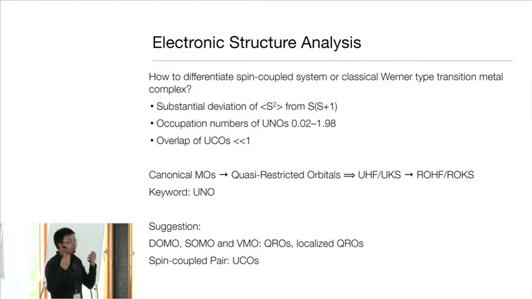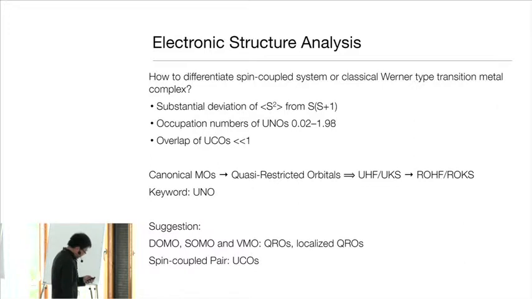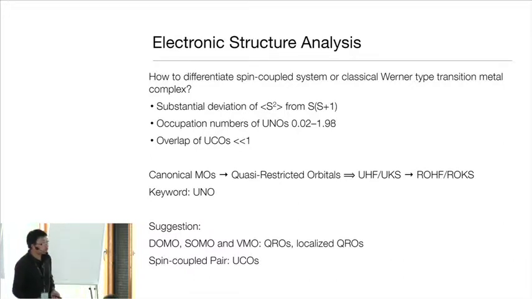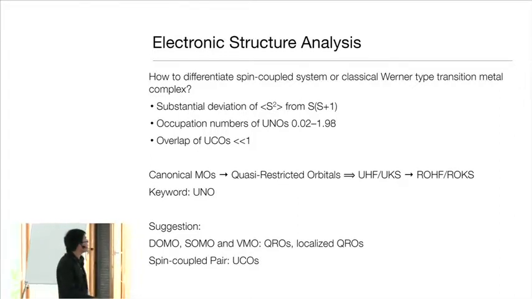In terms of understanding, what eventually comes at the end is counting the electron numbers on the metal center. And the trick is the main trick. In almost all publications, we use the QROs to represent the doubly occupied, singly occupied, and virtual orbitals. Even though sometimes we localize the QROs. And for the spin coupled pair, as I showed you with the copper dimer, we use the unrestricted corresponding orbitals. For the rest, I use the same strategy, the same trick.